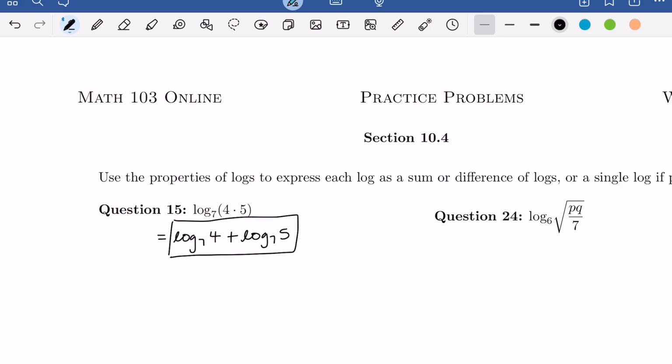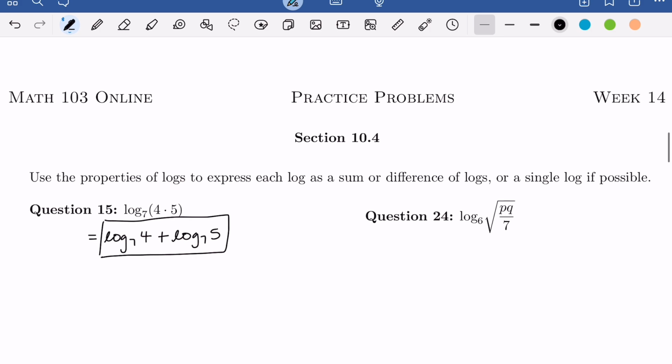Now for question 24, we're going to be using several different properties, and we're going to start by working from the outside. As you can see, we have log base 6 of the square root of pq divided by 7. On the outside, we have this square root, which can be written as pq over 7 to the 1/2 power.